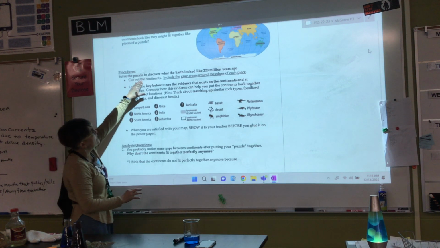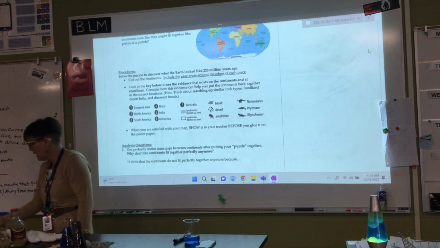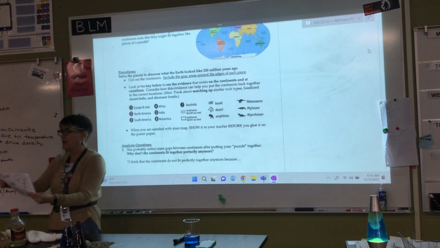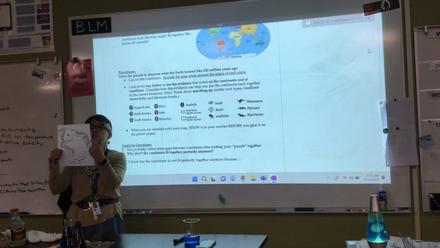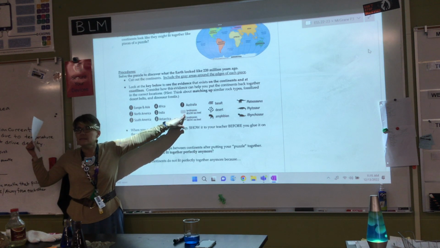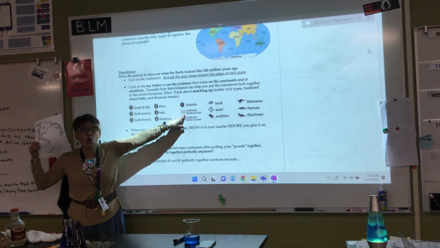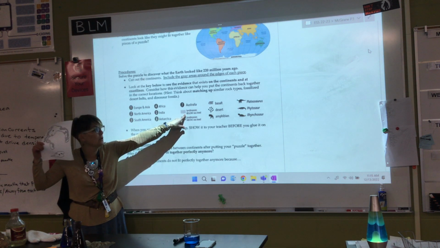Number one, you're going to cut out the continents. Include the gray areas. What gray areas am I talking about? I'm talking about these gray areas. You've got to cut these with it. So leave these attached, because if we look at our key, this is landmass that is currently below the surface of our ocean. This is what's called the continental shelf. We need to keep those onto our landmasses.